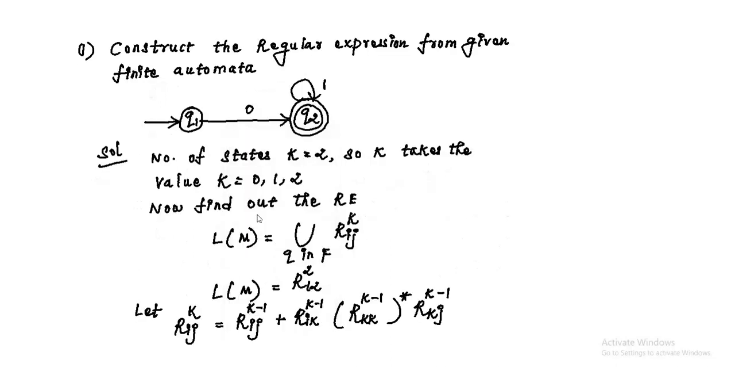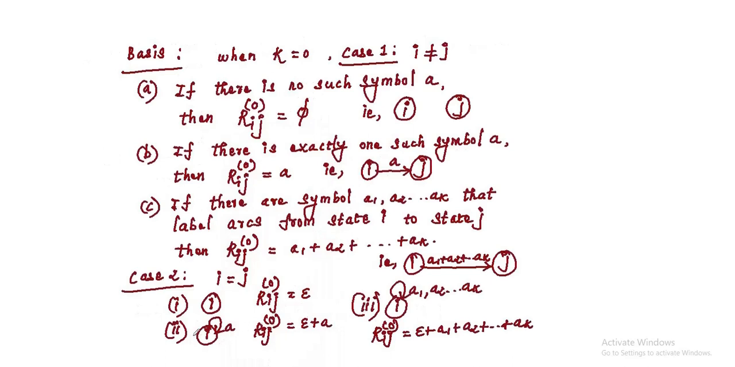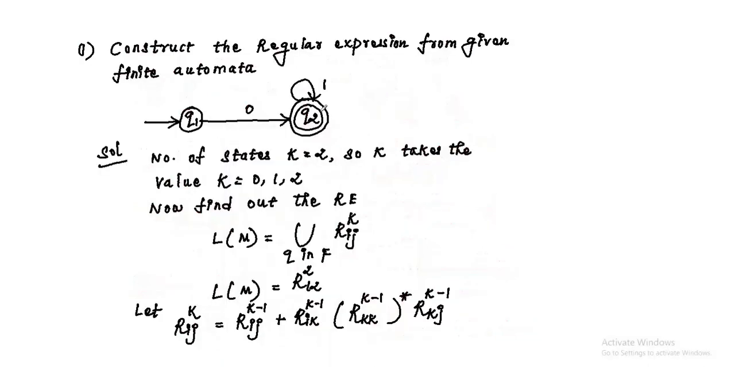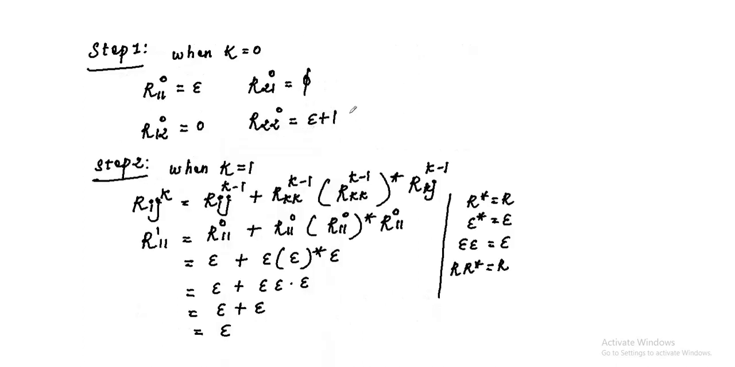Next one, R22 raised to the power 0. Look at the transition diagram. R22 has a self loop on 1, then we need to include epsilon as per the theorem. Here, if there is a state i with self loop A, then we need to include epsilon plus the input symbol A, epsilon plus A. Similarly, for R22 raised to the power 0, the self loop is 1, so we need to include epsilon plus 1. Look at the first step: here I am writing epsilon plus 1.